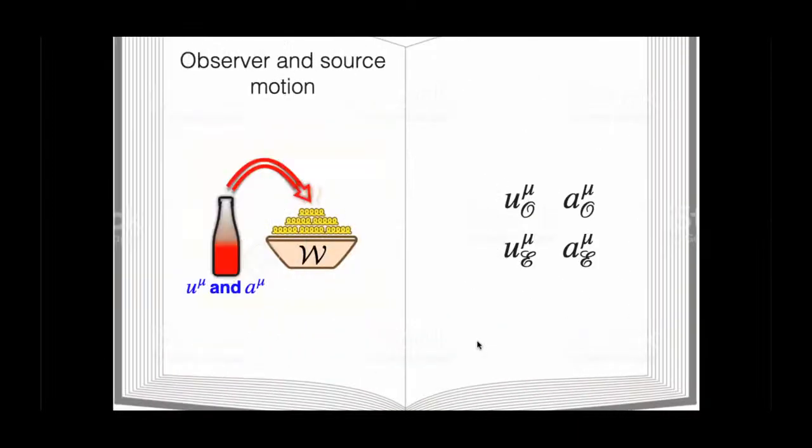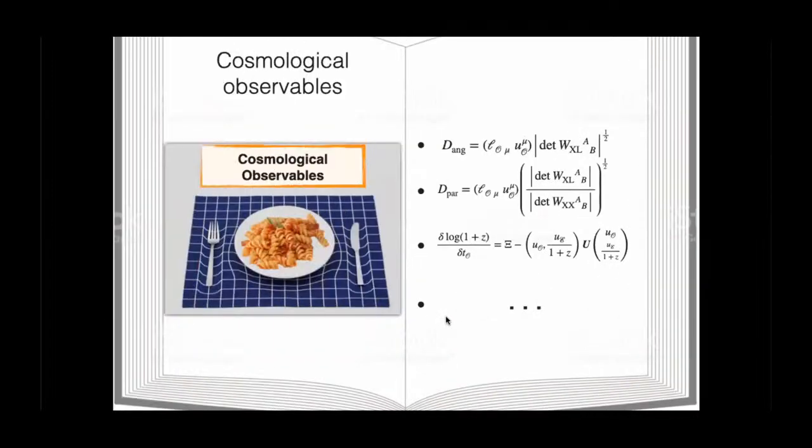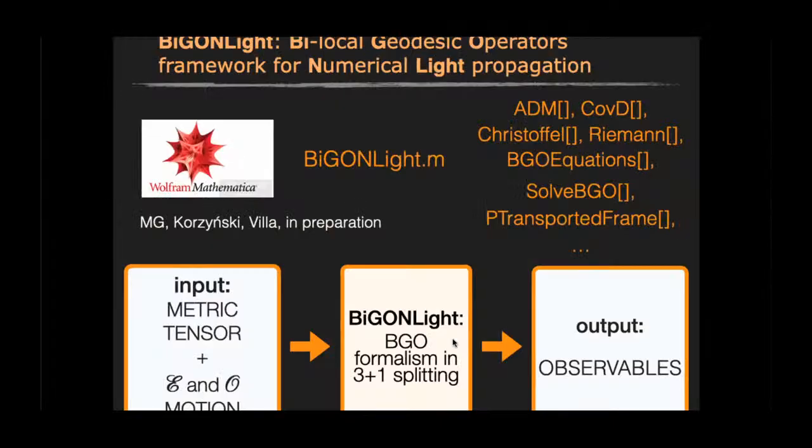Once we have that, we can mix the visuals with the observer's velocity and acceleration to calculate cosmological observables. All these steps are encoded inside the BeagleLight package, which is a Mathematica package I have developed, containing functions to set up and solve the equations we just saw. In addition, I also included other useful functions, like the one to perform the 3+1 splitting of a given covariant metric or perform the covariant derivatives of tensors.